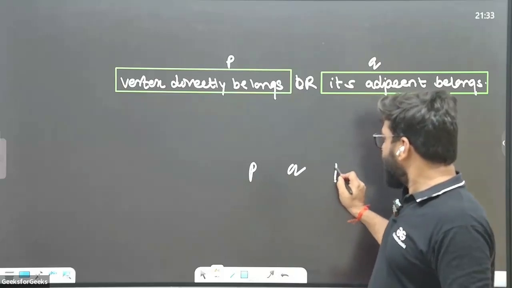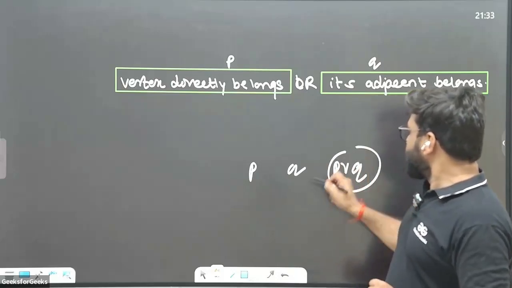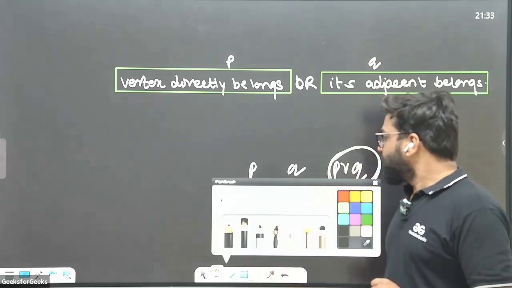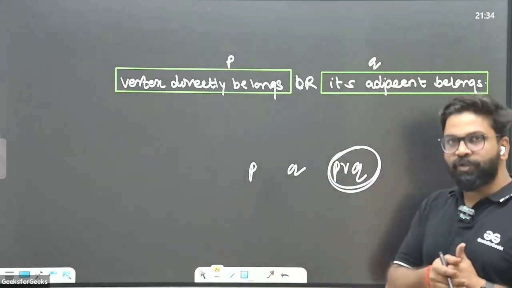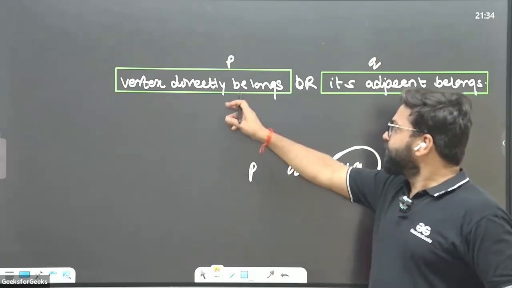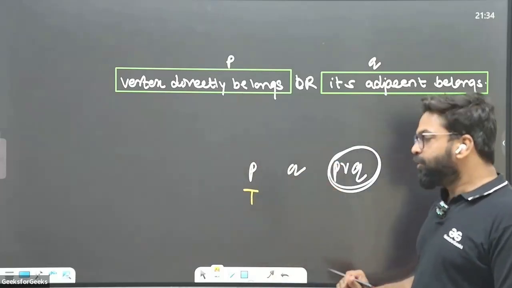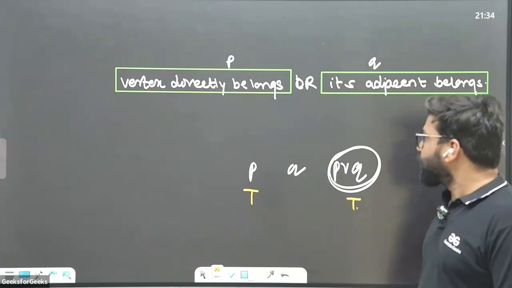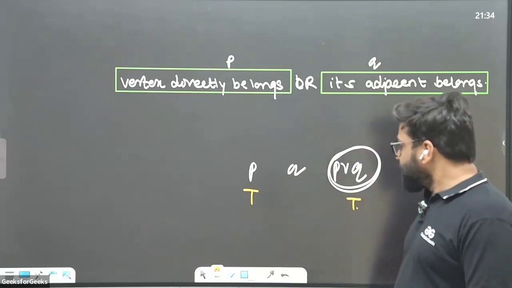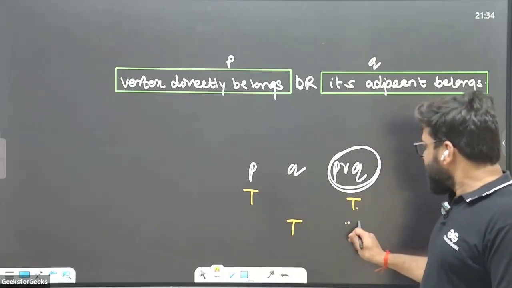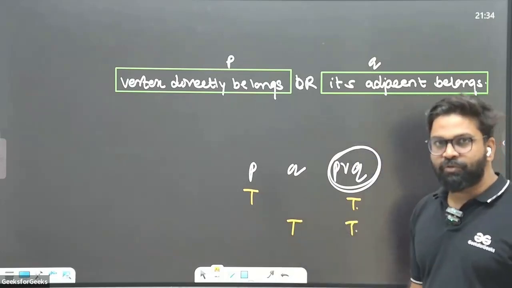This is P, this is Q, and then this is P or Q. This is your statement, or this is your theorem, which is nothing but P or Q. Now what will happen? Suppose if a vertex directly belongs, that means if this is true, then you can still consider your statement to be true. For example, if the adjacent one belongs, if the second statement is also true, you can still say that your statement is true, right?